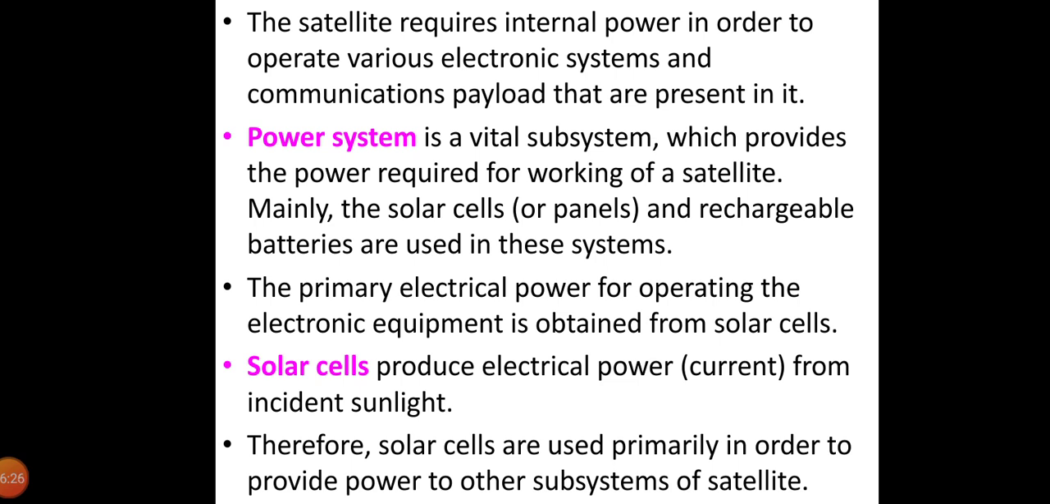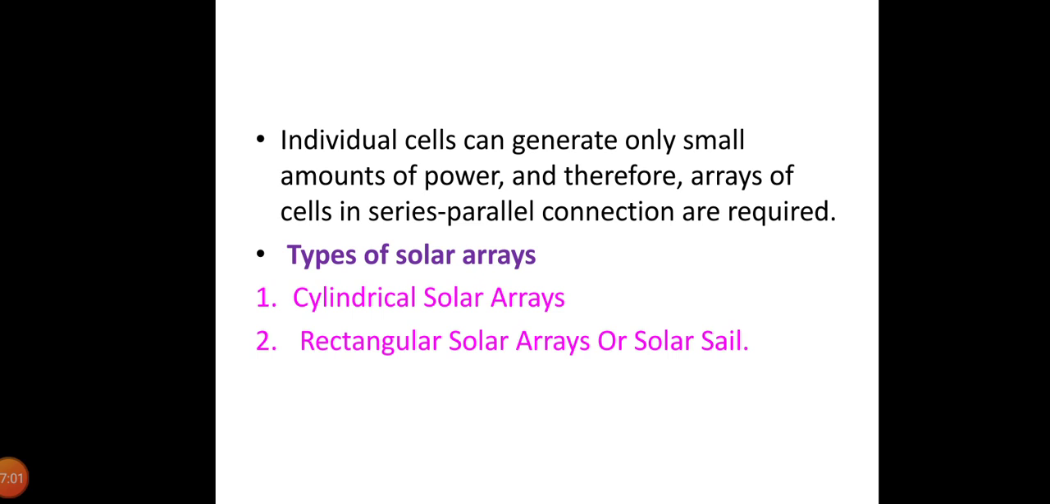The satellite requires internal power in order to operate the various electronic systems and communication system payload present in it. The power system is a vital subsystem which provides the power required for the satellite. Mainly solar cells and rechargeable batteries are used in these systems. The primary electrical power for operating the electronic equipment is obtained from the solar cells. Solar cells produce electrical power from the incident sunlight. Therefore, the solar cells are used primarily to provide power to other subsystems of the satellite.